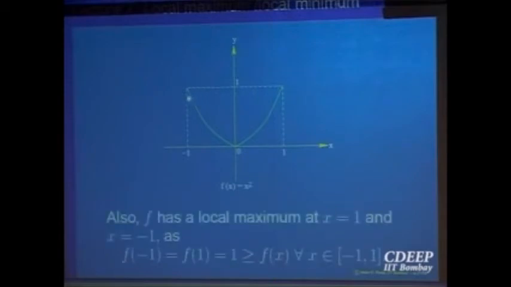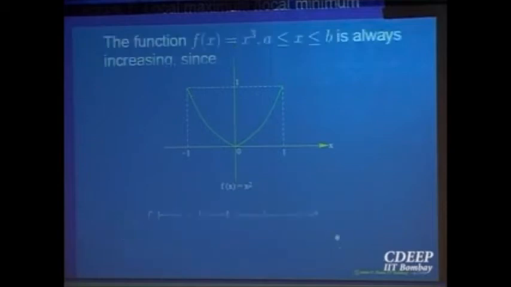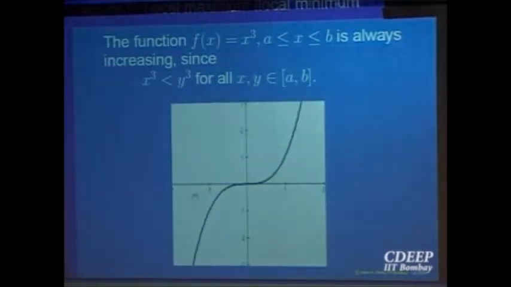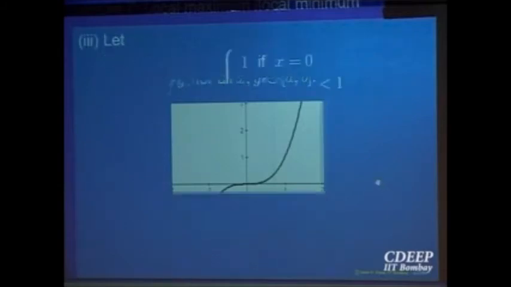What about the endpoints? By our definition, these endpoints are points of local maximum, because one-sided neighborhoods are possible where the value is the largest. Look at the function f of x is equal to x cube in any interval a to b. If x is less than y, then we know x cube is less than or equal to y cube. We know this is the graph of the function. So this has no local maximum or local minimum at any point.